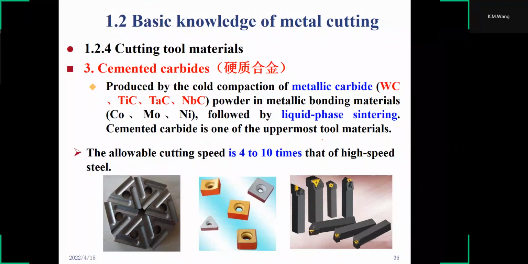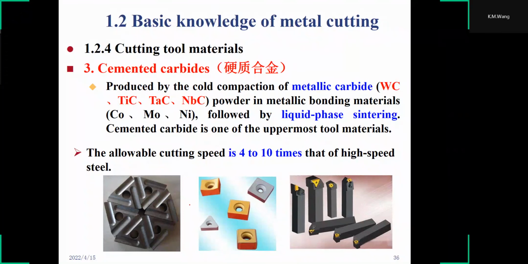Cemented carbide is one of the utmost tool materials. It is used in a lot of areas. The advantage of the cemented carbides is that the cutting speed is 4 to 10 times that of high speed steel. So the properties of the cemented carbides are excellent.